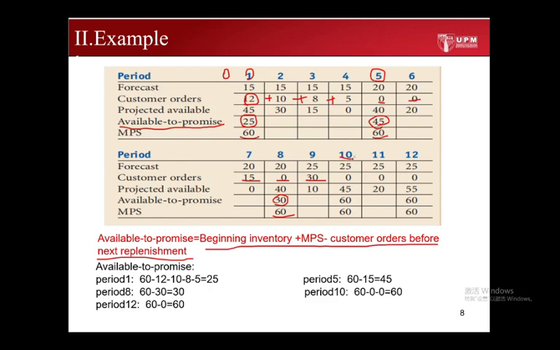Period 10 ATP equals 60 minus 0 minus 0 equals 60. The final period equals 60 minus 0 equals 60. This is the ATP calculation process.